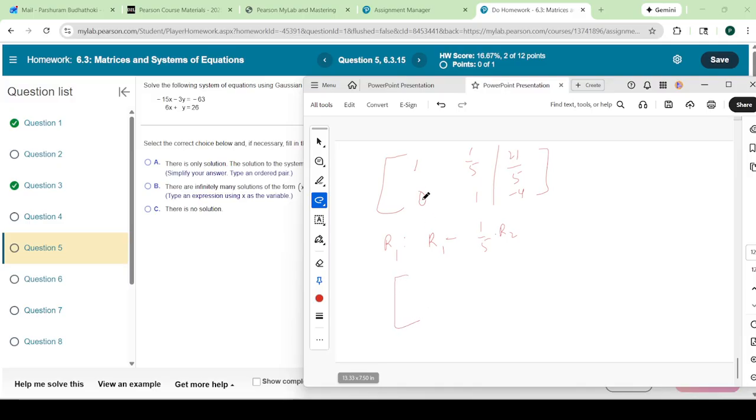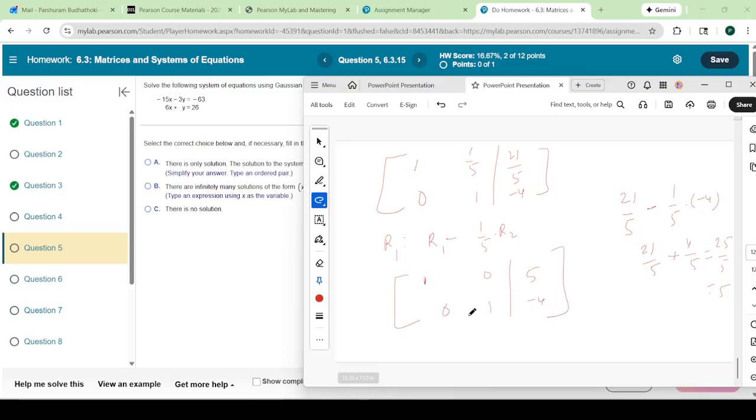If I do that, 1 minus 0 times something is 0, it's still 1. 1 over 5 minus 1 over 5 is 0. And there is the calculation you need to do: 21 over 5 minus 1/5 times this, 1/5 times negative 4, which is negative times negative is positive. 21 over 5 plus 4 over 5, which is 25 over 5, which is 5. So here is the 5, and then here is the negative 4.